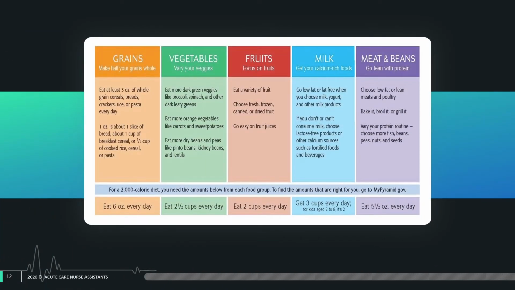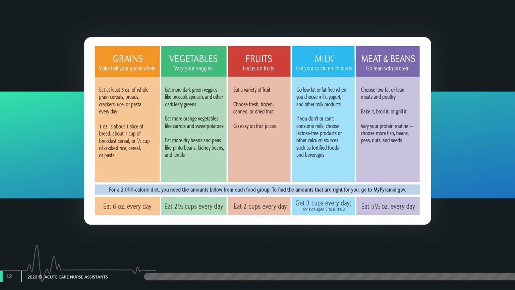USDA Food Pyramid Categories. Grains. Make half of your grains whole. Eat at least 3 ounces of whole grain cereals, breads, crackers, rice, or pasta every day. 1 ounce is about 1 slice of bread, about 1 cup of breakfast cereal, or 1/2 cup of cooked rice, cereal, or pasta. Eat 6 ounces every day.